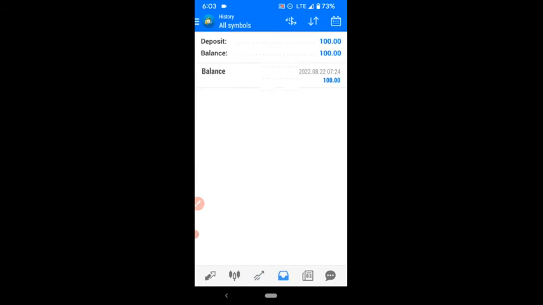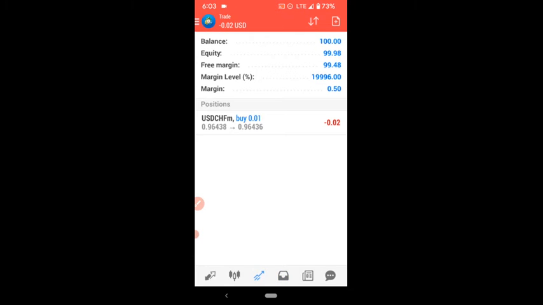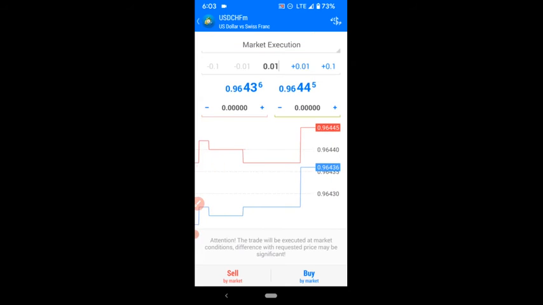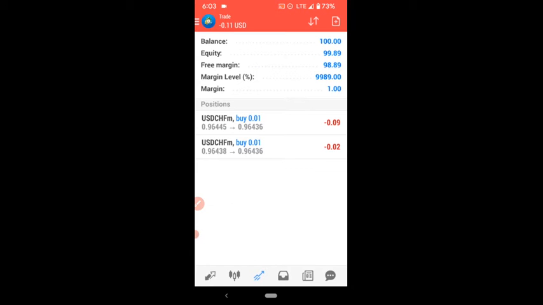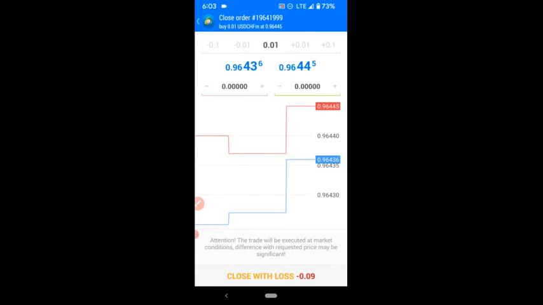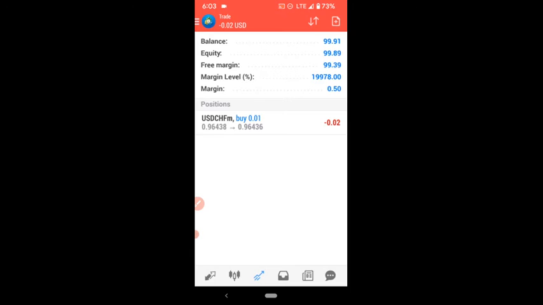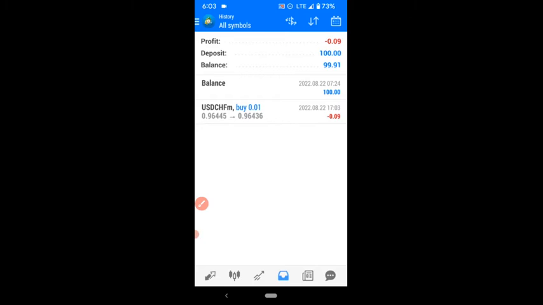That is MetaTrader 4. And this is the history. You can see this is a demo account. The demo account has a deposit of $100. When you take a trade, let me close this trade, and you see. Maybe let me open another trade and close one. Let me close this trade. When I close this trade, you see my balance has reduced. And see the history. My profit is minus 0.09.